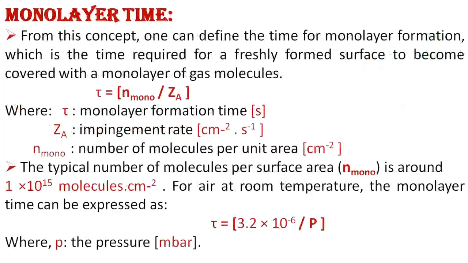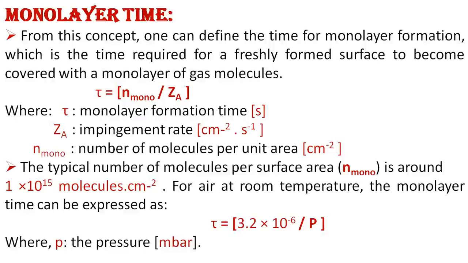And now the next concept is the monolayer time. One can define the time for monolayer formation, which is the time required for a freshly formed surface to become covered with a monolayer of gas. When a monolayer of gas molecules forms at the surface, the time required is equal to n mono upon Z.